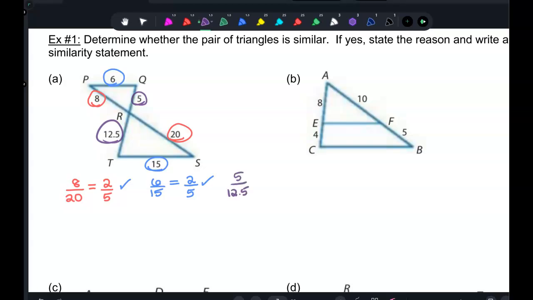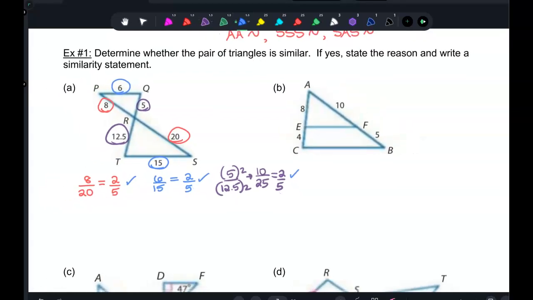Now there's a couple ways that we can convert this to a fraction without a decimal. We can multiply the top and the bottom by 10. We can multiply the top and bottom by 2. It doesn't matter. The reason I multiply by 2 is that would get rid of the 0.5. So that would be 10 over 25, which does reduce to 2/5. Okay. So this one's going to be yes.